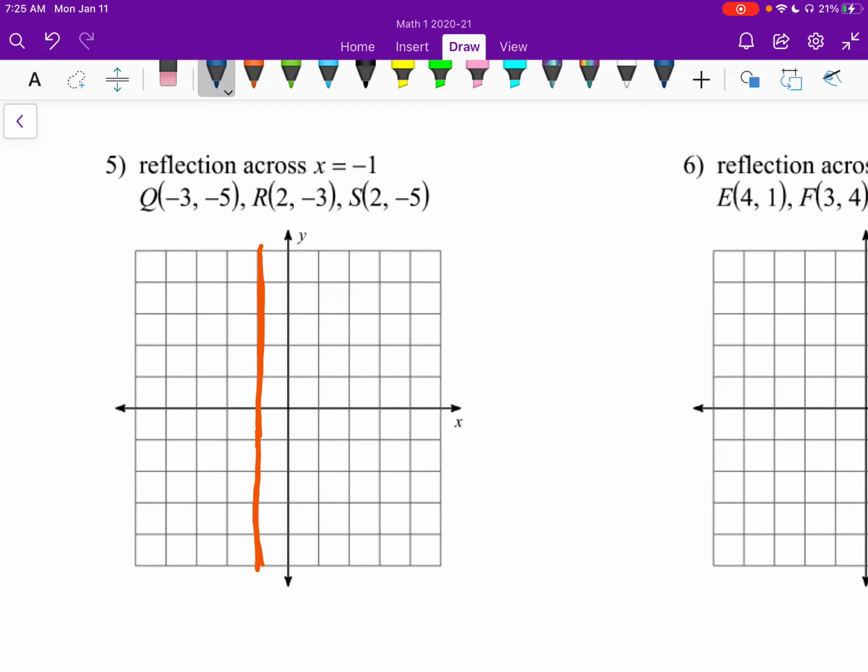So Q is at -3, -5, which would be right here. And then I reflect along that. Well, we can see really quickly that that's 2 units away, so Q prime will be over here. R is at 2, -3. So whenever I reflect over, it'll be over here. S is at 2, -5, which would be there. So whenever I reflect over, it would be here. And there's our triangle.